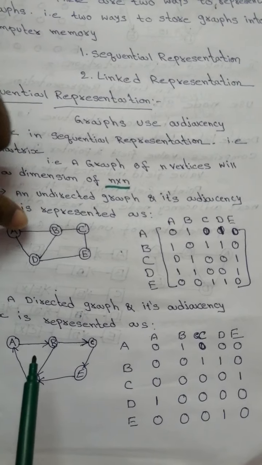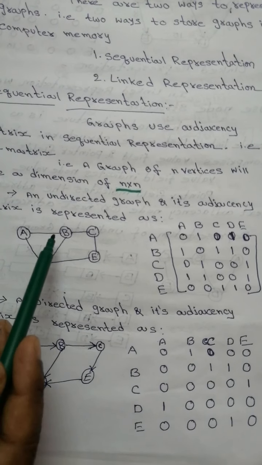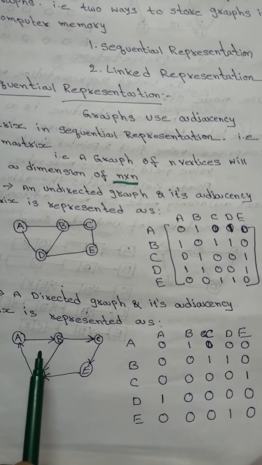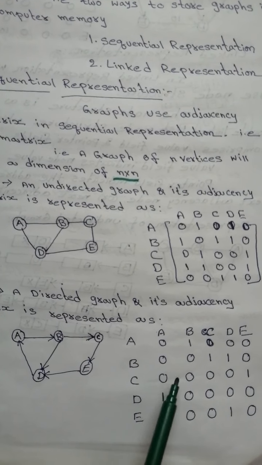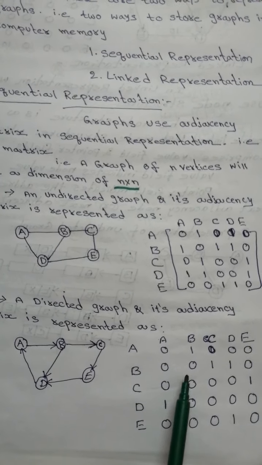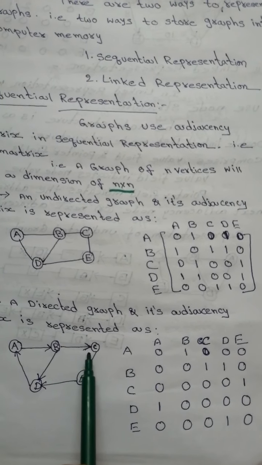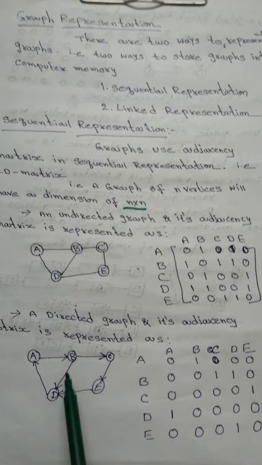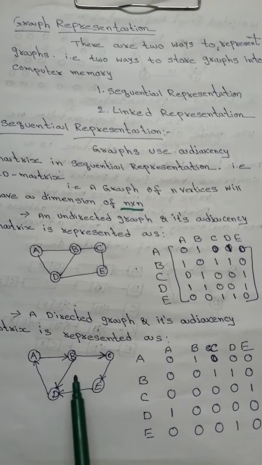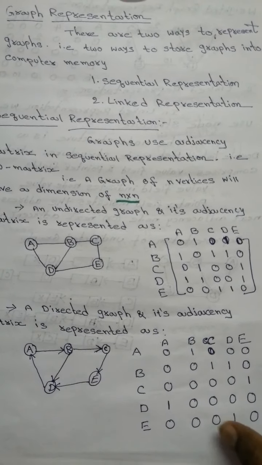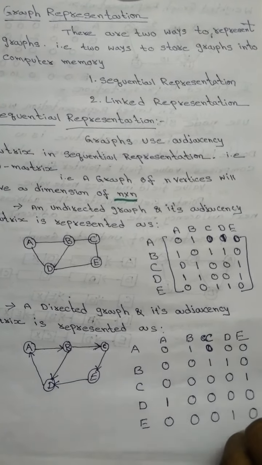So here it is an undirected graph, so we moved from B to A. But here it comes to a directed graph, so we can't move B to A. So B to A is 0. B to B 0. B to C having a directed edge, so B to C 1. B to D having a directed edge. B to E 0. Like this, we will be representing a directed graph inside the computer's memory.